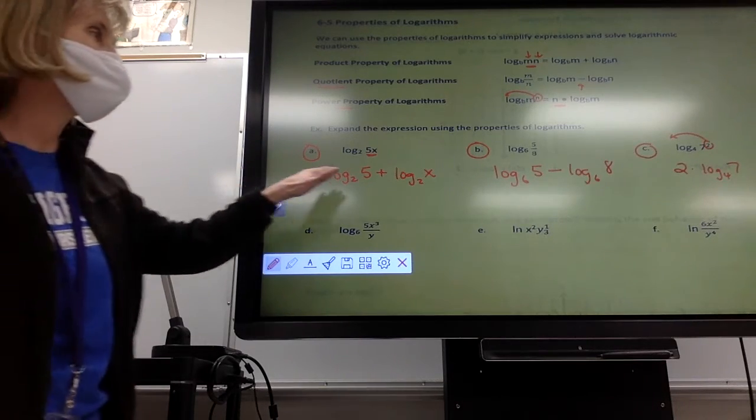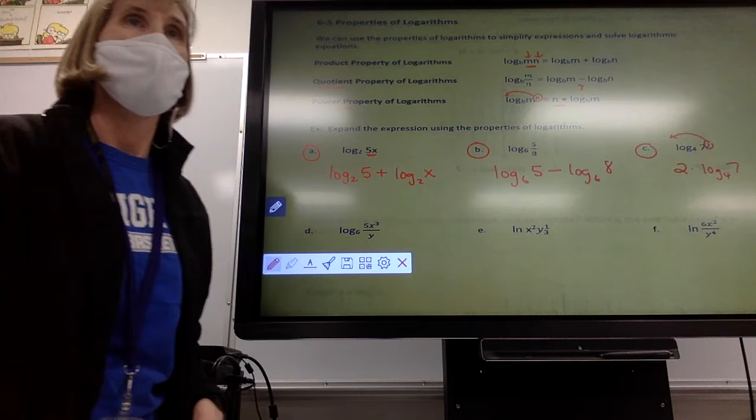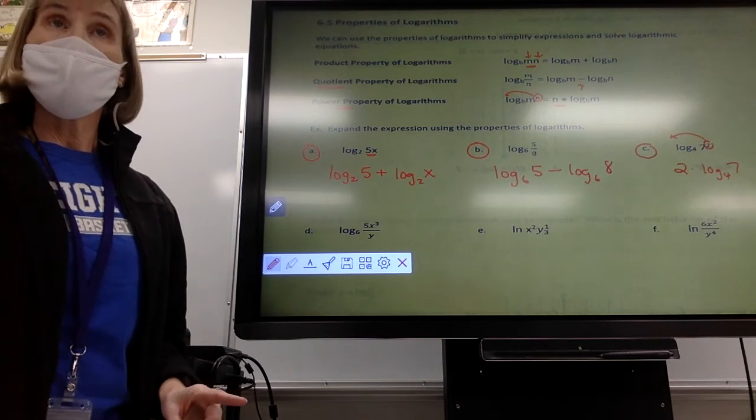Okay, so that's what I'm talking about when I say expand it. Do you evaluate that then, or do you just leave it? Right now we're going to leave it.